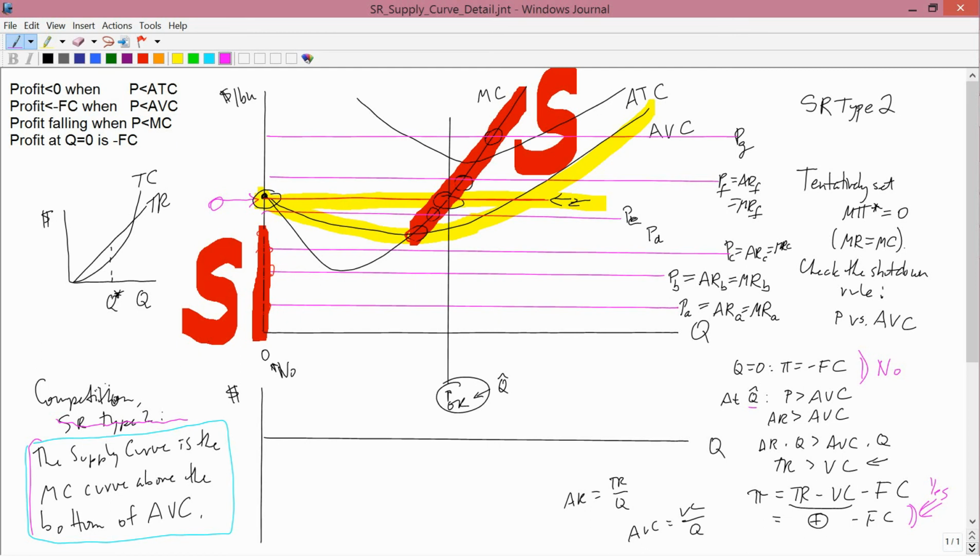So the really thick red lines that I drew before were correct, even at this particular price that I've been talking about in this video. You don't want to produce at 0. You do want to produce at Q hat.